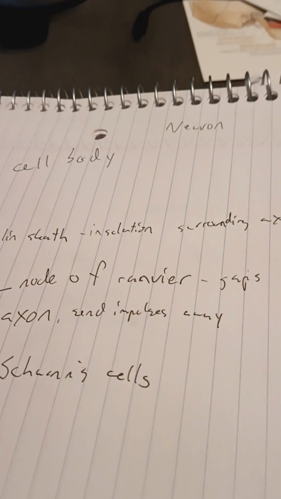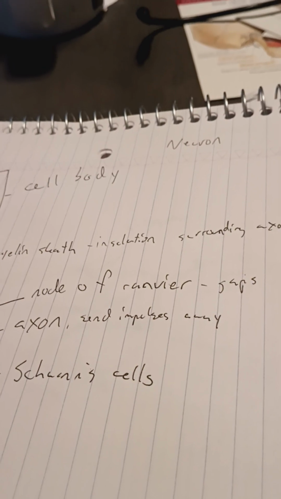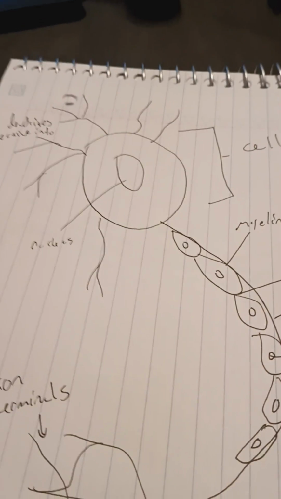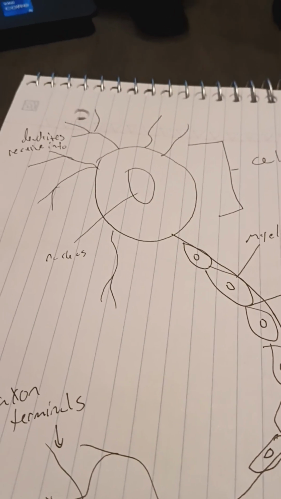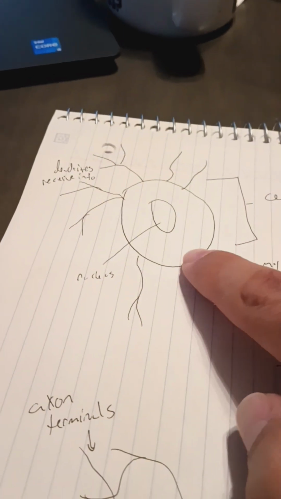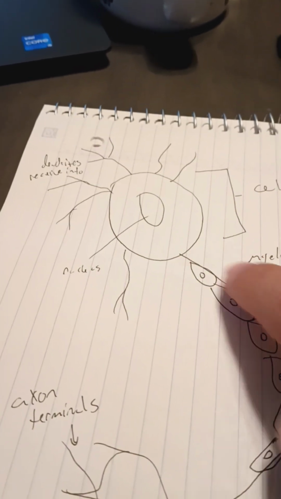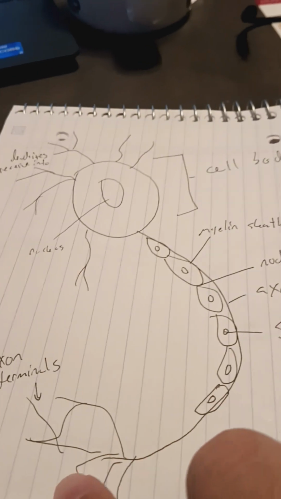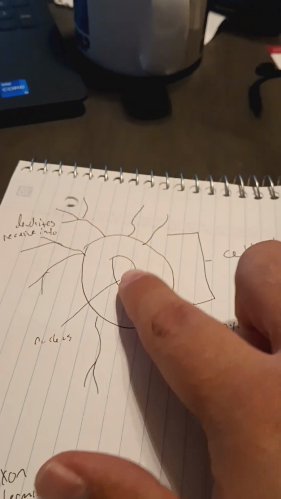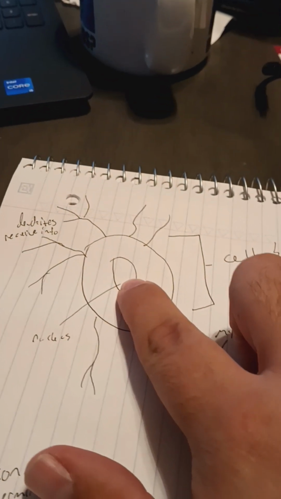Get right to it. First thing we have is a neuron, and we're going to name the parts. All neurons have the same three basic parts. You're going to have the dendrites, you're going to have the cell body, and then you're going to have the axon. And then from those, we can get a little bit more complicated. The cell body, right in the middle, is the nucleus, of course.